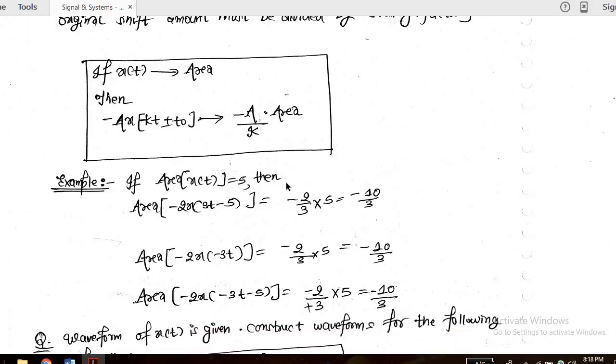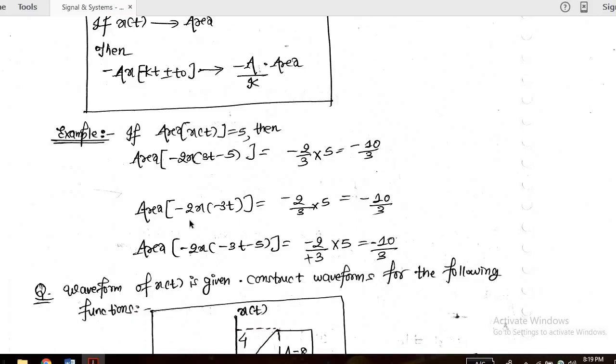So please follow these examples, do them one by one carefully. Given that the area of x of t is 5, then the area of minus 2 into x of 3t minus 5: minus 2 is amplitude scaling plus amplitude inversion, as it is they appear. So the minus 2 factor is as is in the output. Time scaling by 3, area is divided by 3 into the original area, minus 10 by 3. Area of minus 2 into x of minus 3t: minus 2 as is, time inversion has no effect on area, so only time scaling with 3 should be considered. So area is divided by 3 into 5, minus 10 by 3.